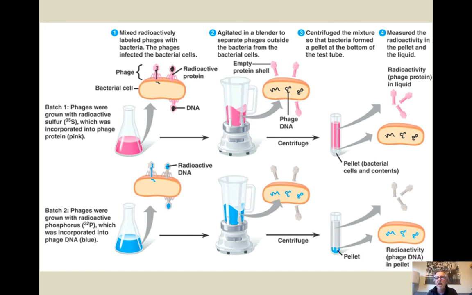And here's what they found. When sulfur was the radioactive substance, they found no radioactivity in the pellet, only in the liquid above, meaning the sulfur had never gone inside the bacteria. When phosphorus was the radioactive agent, they only found phosphorus in the pellet, and they didn't find it in the supernatant, the liquid on top. This suggests that phosphorus went inside. Once again, it suggested that DNA was what was causing the cells to make copies of the virus. It wasn't the protein that was reprogramming the cell, it was the DNA.